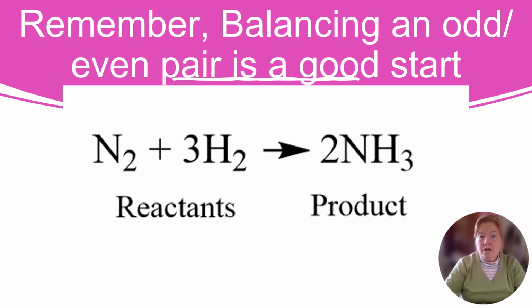If you're ever stuck, a good suggestion is this. When you have an element that's in an even odd pair, do you see that 2 hydrogen on this side and 3 on this side? Start by making the odd one even by multiplying it by 2 and then try and finish the balancing.